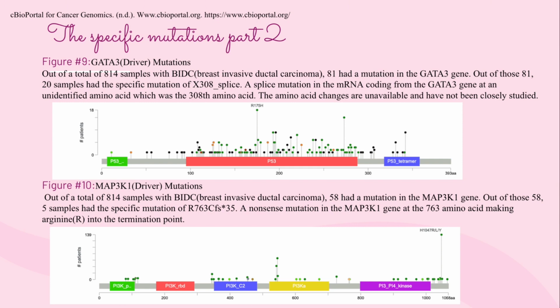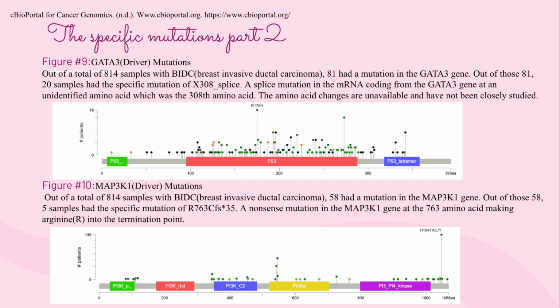On the next page, we're going to show you the next two. So we have the GATA3 mutations, and then we have the MAP3K1 mutation. In GATA3, we have a total of 814 as well, and 81 of these people had a mutation in this gene. Out of those 81, 20 samples had the specific mutation X308 splice. A splice mutation in this place is where the mRNA or the DNA has a mix of introns and exons that are not in their proper places, and it's just a big mess of everything going on.